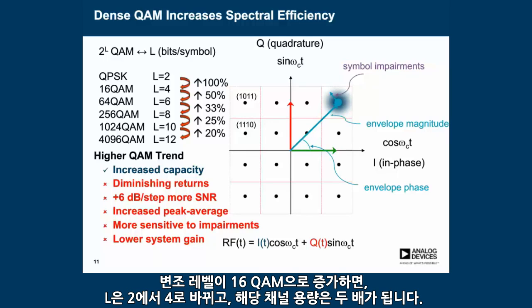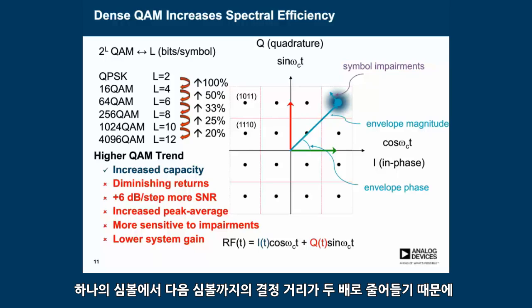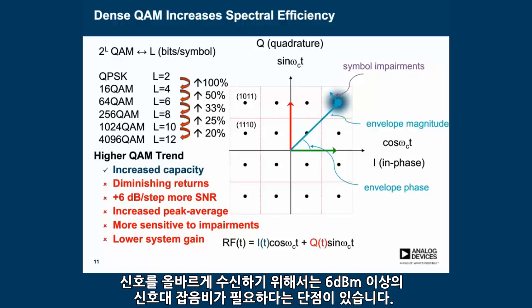When the modulation level is increased to 16 QAM, L goes from 2 to 4, and the corresponding channel capacity is doubled. The signal now transmits 4 bits per symbol per unit bandwidth, as opposed to 2 bits per symbol per unit bandwidth with QPSK. The trade-off is that the decision distance from one symbol to the next is reduced twice, therefore requiring 6 dB more signal-to-noise ratio in order to correctly receive the signal.